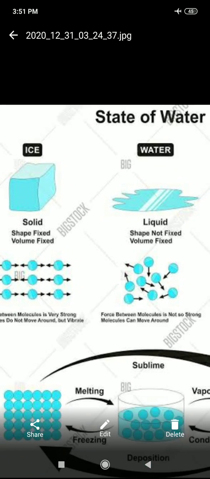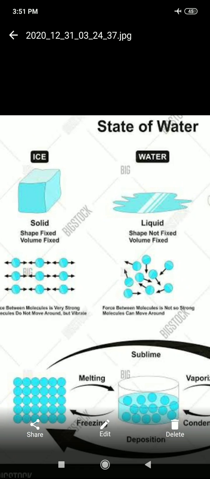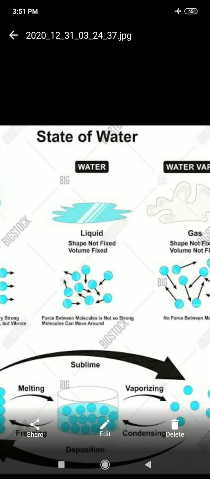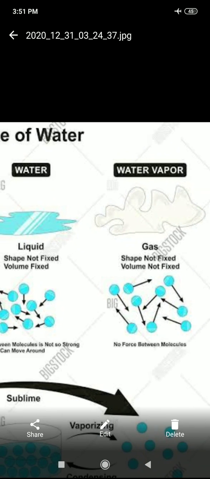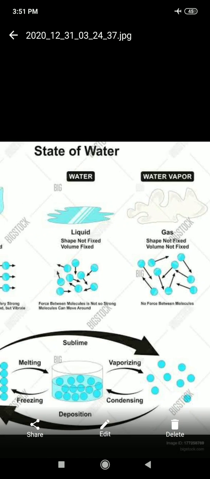Next one is a change in which a liquid, like water, changes into gas or vapors due to heat. It is called boiling. Cooking oil also changes into vapors on heating. And some things like camphor do not melt but change directly into vapors on heating.